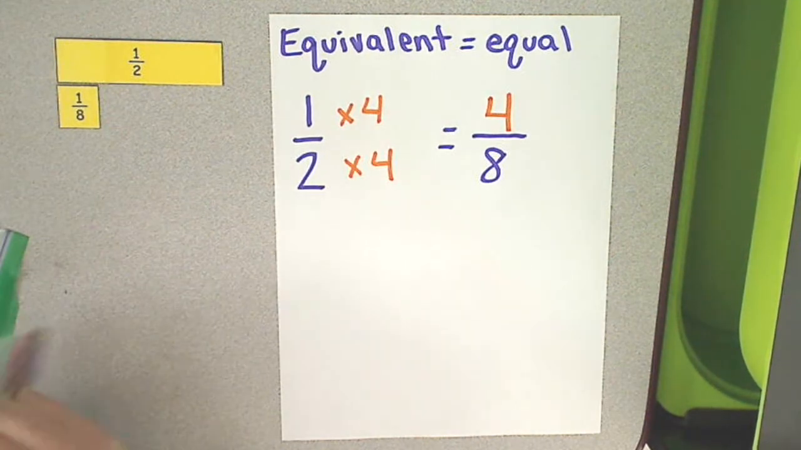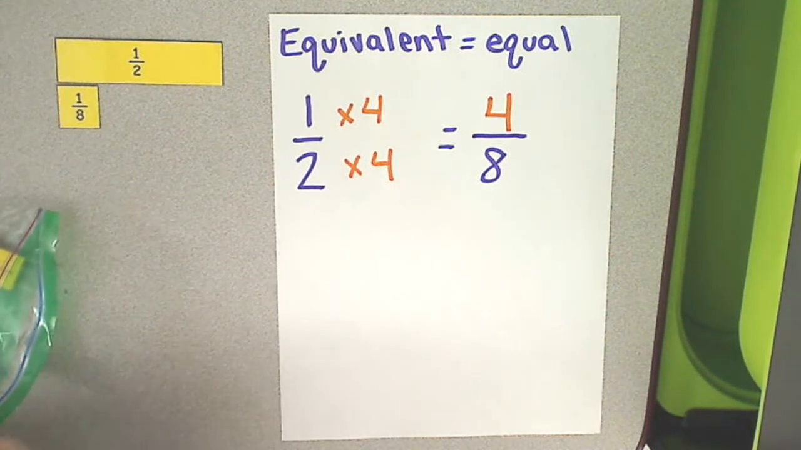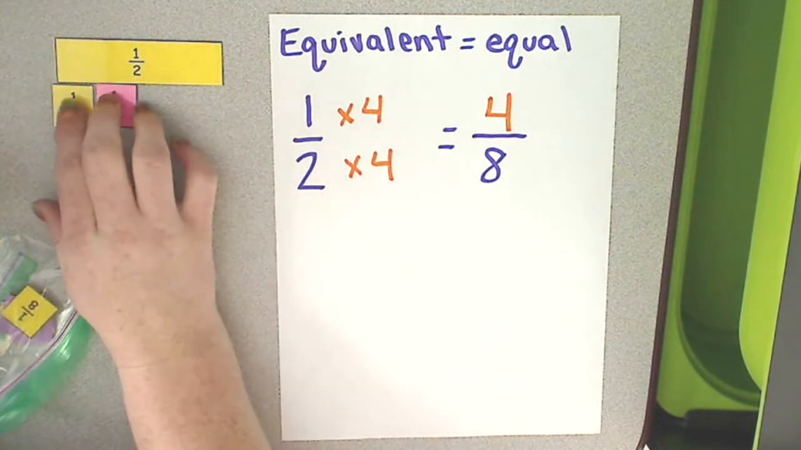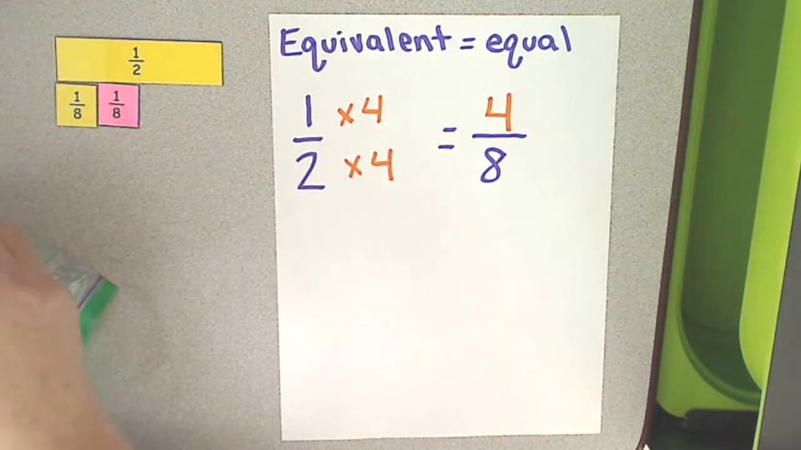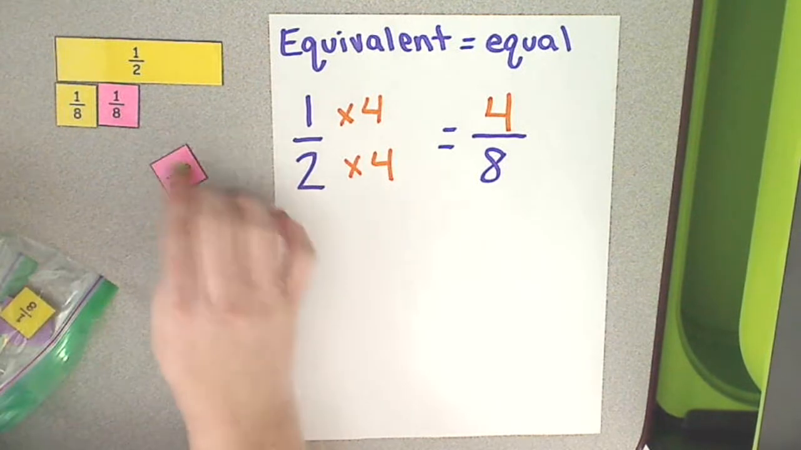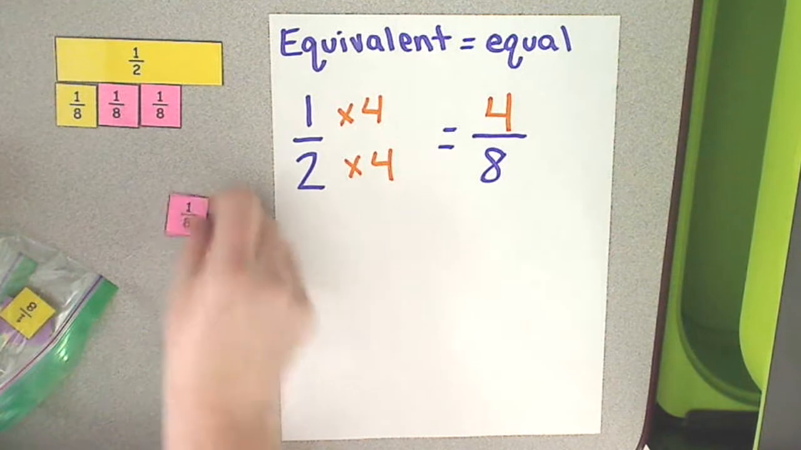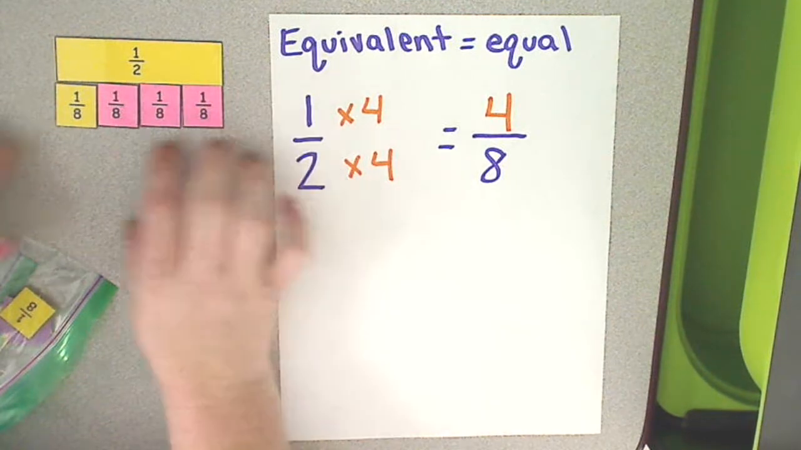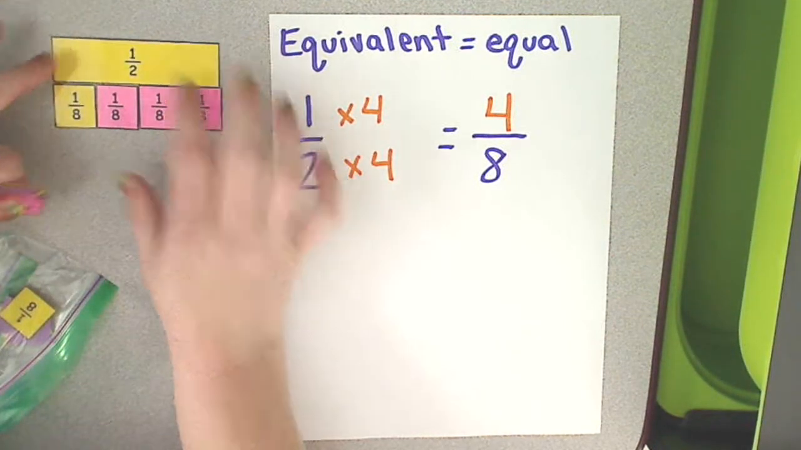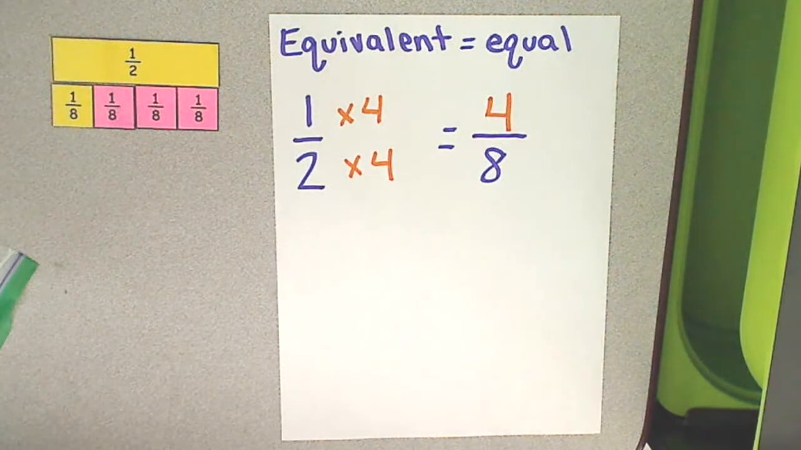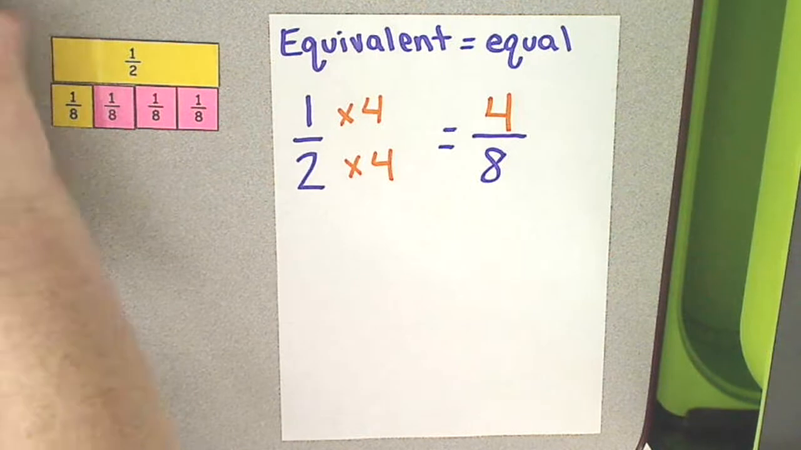So I'm going to get out my eighths pieces. Got them in all sorts of pretty colors this morning. So I have 1/8 there. Here's my 2nd eighth, my 3rd eighth, and my 4th eighth. And using our model, we have now proven that 1/2 is equivalent to 4/8.